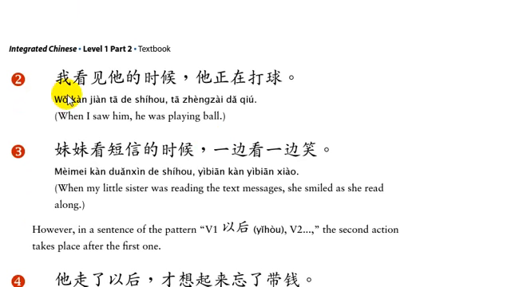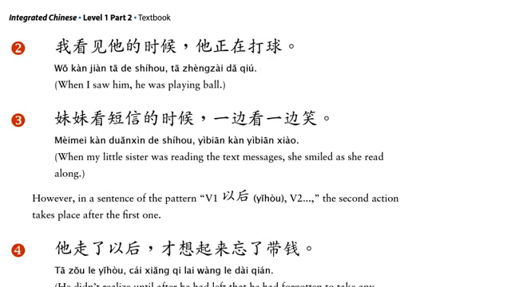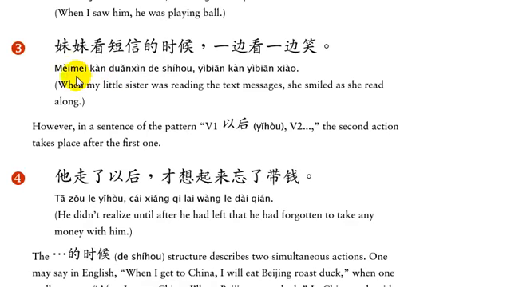我看见他的时候，他正在打球. Okay, when I saw him, he was playing ball. 我看见他的时候，他正在打球. Right, these are pretty straightforward. 妹妹看短信的时候一边看一边笑. Okay, when my little sister was reading her text message, she was laughing and reading, or reading and laughing. She was laughing while she was reading them.